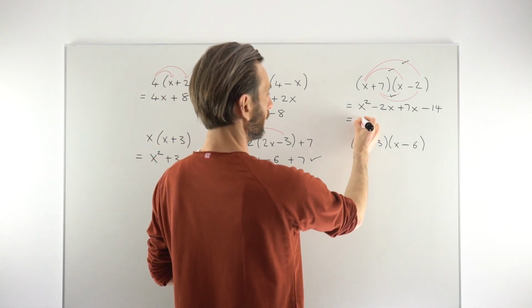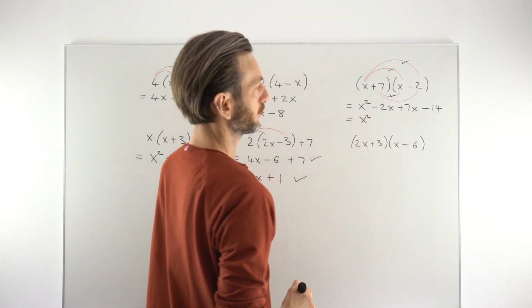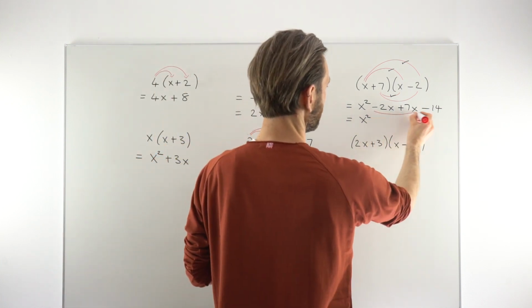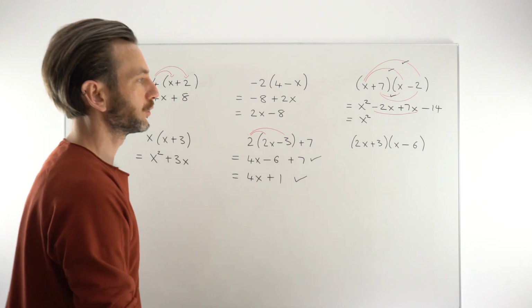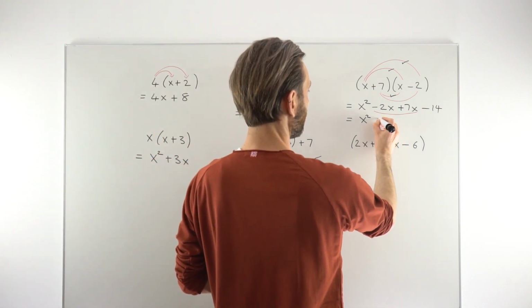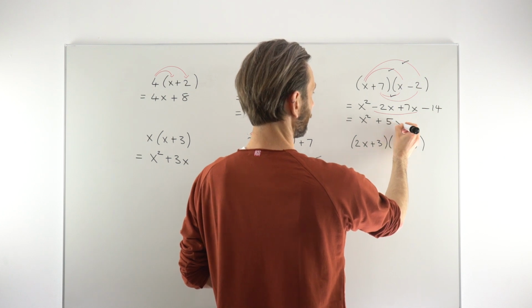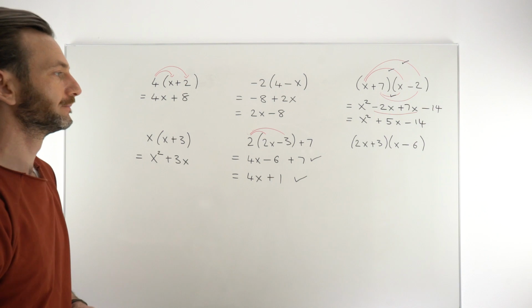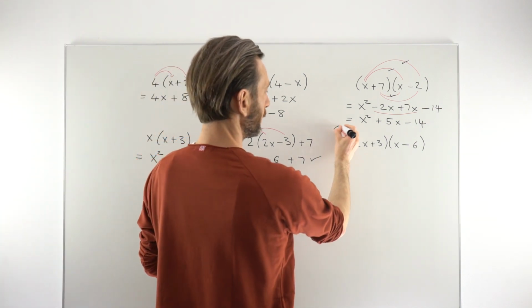and then you can take a line to simplify by combining the two middle terms. The two middle terms are always going to be of the same type, so like terms. So we've got minus 2x plus 7x, which gives us plus 5x, and then we just keep the minus 14 on the end there. Okay, so let's look at one final example.